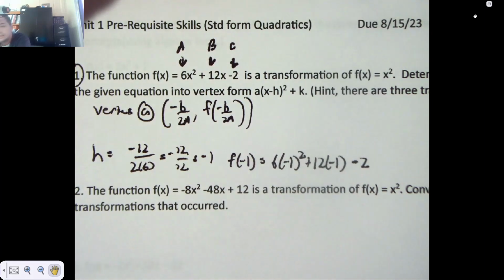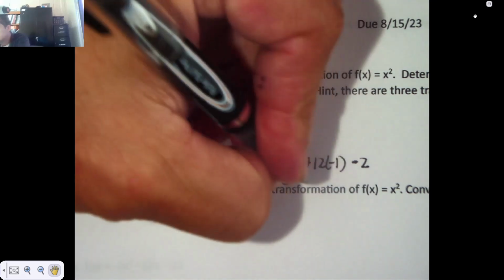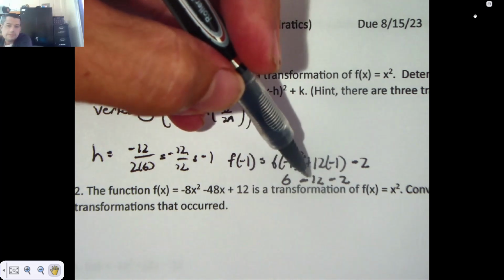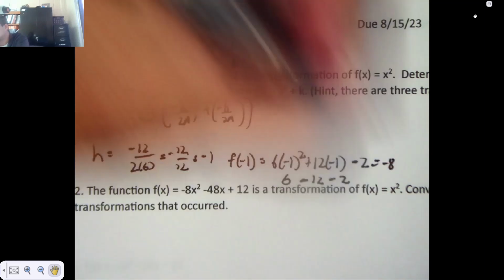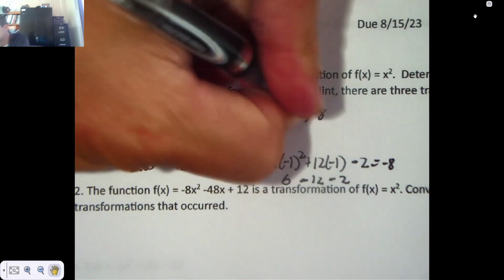And some kids will really freak out at that. If you take a negative 1 and square it, you get 1, times 6 is 6. 12 times negative 1 is negative 12, and then minus 2. 6 minus 12 is negative 6. If you take away 2, you're sitting pretty at negative 8. So my vertex from the math I did is sitting at negative 1, negative 8.